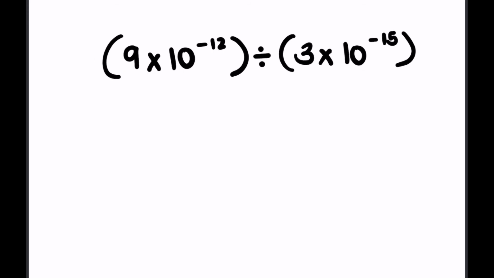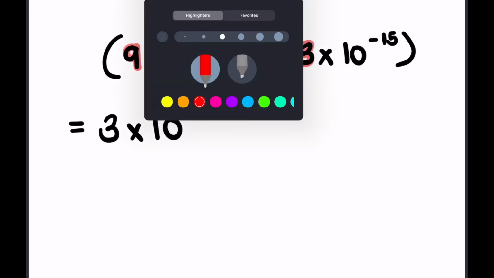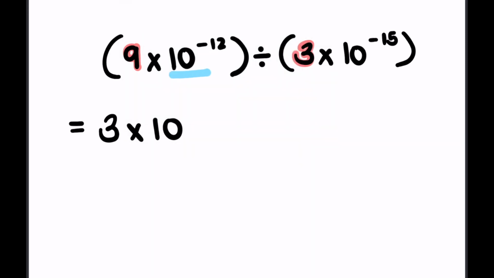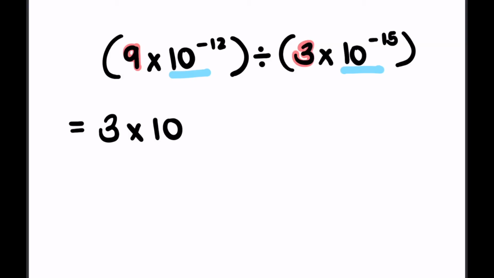So now I have 9 times 10 to the negative 12 divided by 3 times 10 to the negative 15. So I'm going to start with my values, and I'm going to say 9 divided by 3, which is 3, times 10 to the power of. Now, when you divide the same base, so when I'm dividing 10 to the negative 12 by 10 to the negative 15, when we divide the same base, we're going to subtract the exponents. So now it will be minus 12 minus minus 15. Now minus 12 minus minus 15 is the same as saying minus 12 plus 15. So minus 12 plus 15 is 3.